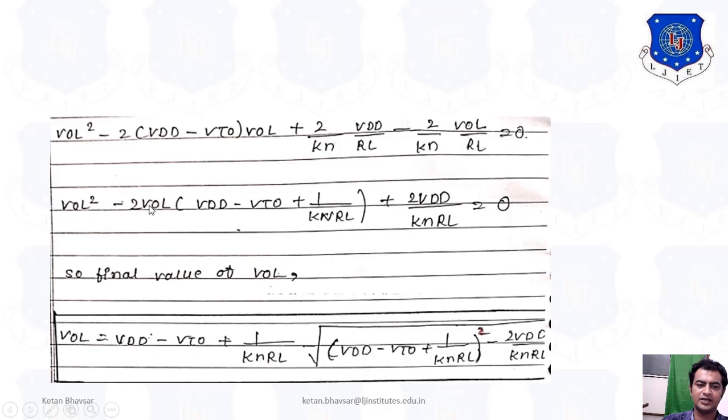So VOL square minus 2, we basically combine the terms, then 1 divided by Kn into RL plus 2 VDD by Kn into RL. Basically, we put this particular equation on this side and take VOL common. So VOL is equal to VDD minus VTO plus 1 by Kn RL, minus the square root of VDD minus VTO plus 1 by Kn RL, whole square, minus 2 VDD divided by Kn into RL. So finally we get the VOL equation.